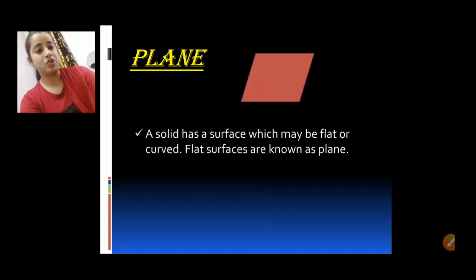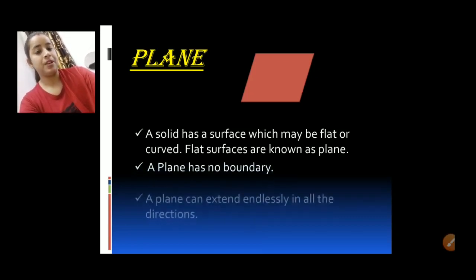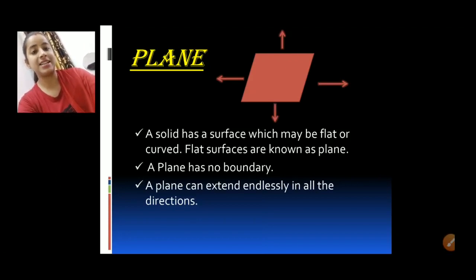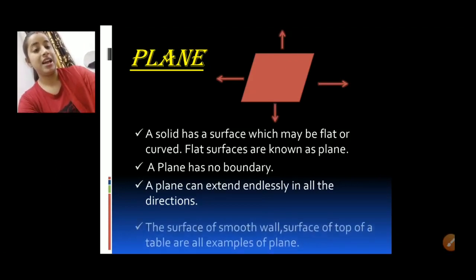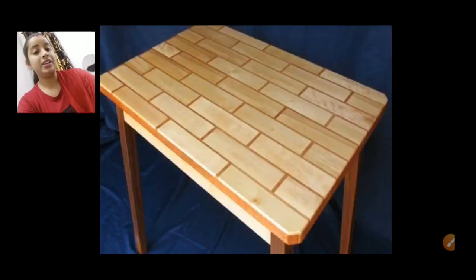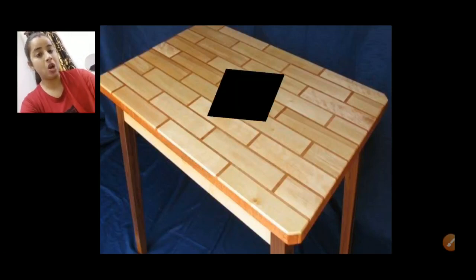So here you can see a picture of a plane figure. A plane has no boundary. A plane can extend endlessly in all the directions. Here you can see the plane figure is extended in all the directions. The surface of a smooth wall, the surface of a top of a table are all examples of a plane. Here you can see a picture of a table. The top of a table is an example of a plane as it can extend in all the directions.